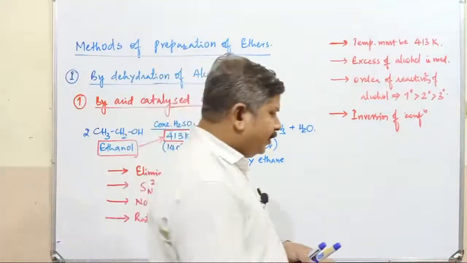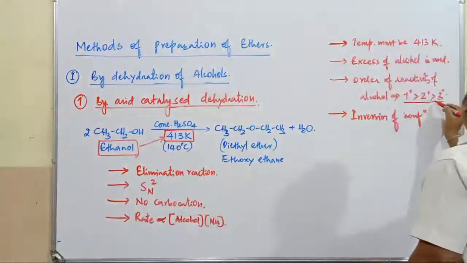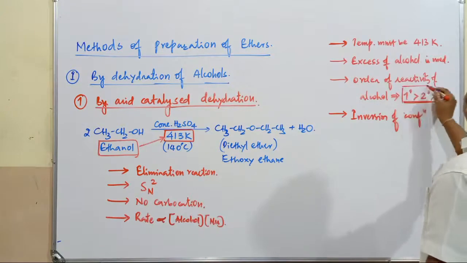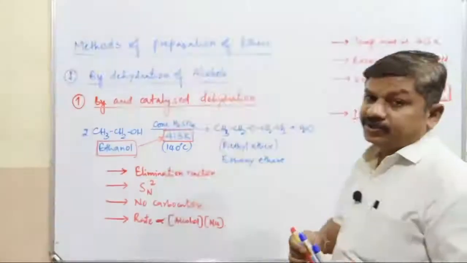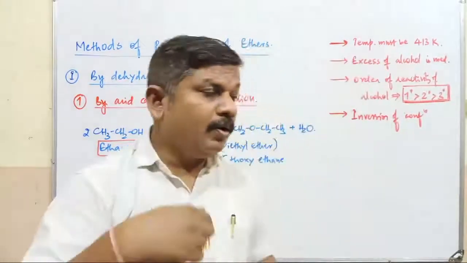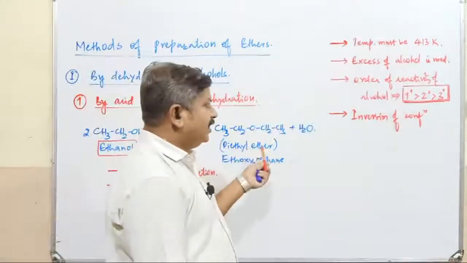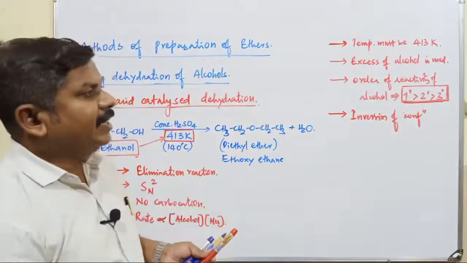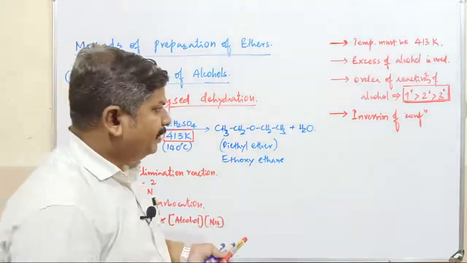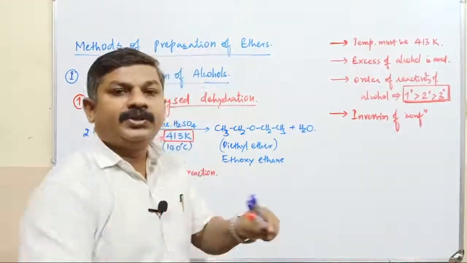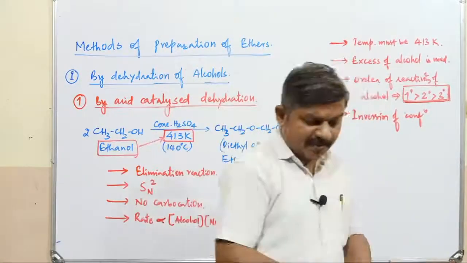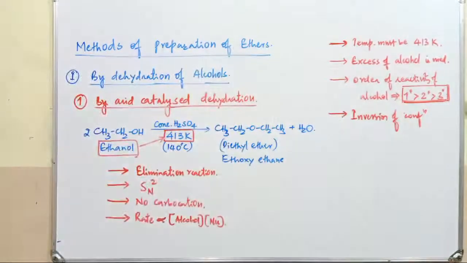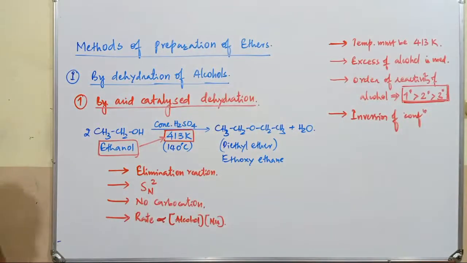And an important point to be remembered here: the reactivity of alcohol is primary greater than secondary, secondary greater than tertiary. Primary alcohols give a good yield of ether compared to secondary. Secondary alcohols give a somewhat better yield compared to tertiary. Tertiary alcohols do not give such ether compounds.